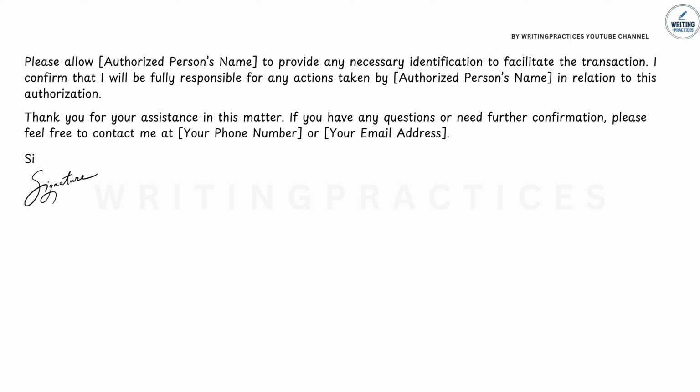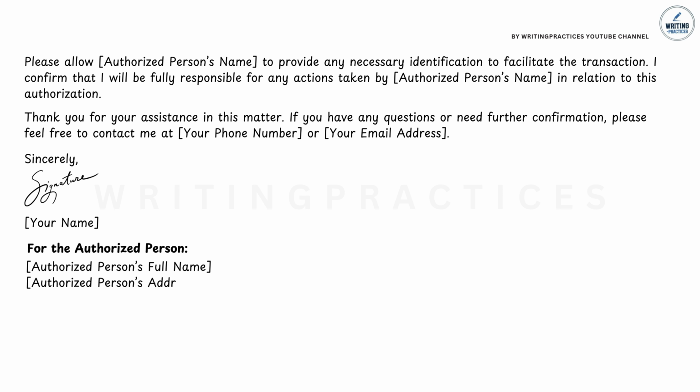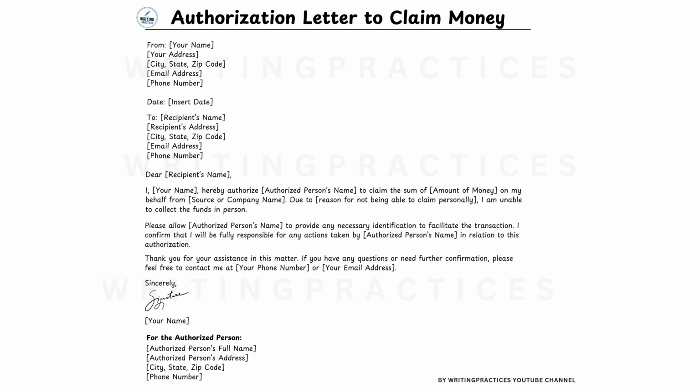Now, for the final step, sign off with "Sincerely," followed by your signature and your printed name. Leave some space above your name so you can sign the letter by hand if needed. If the organization requires the authorized person's details too, you'll include their information at the bottom. List their full name, address, and phone number, just like you did at the top for yourself.